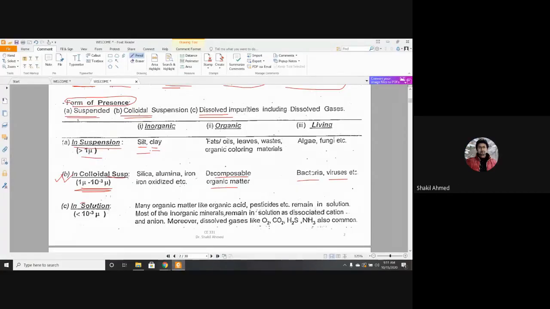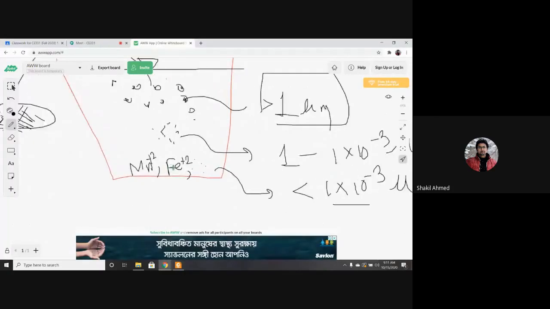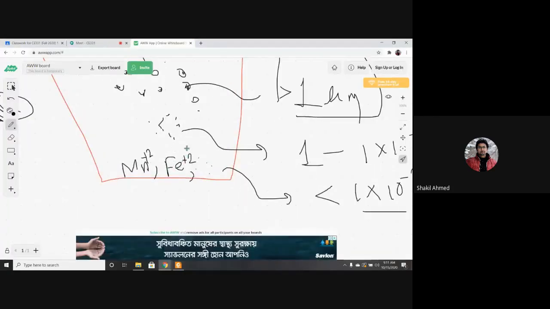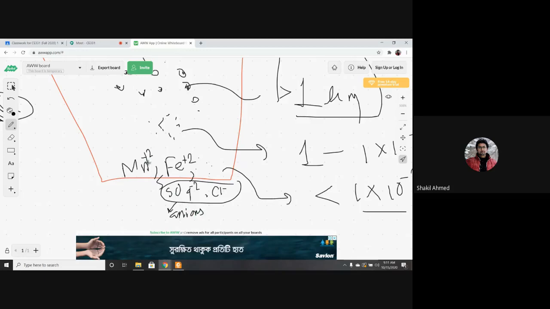And they have given examples like inorganic minerals, such as dissociated cations and anions. Dissociated means dissolved, basically. What is an anion? That may be sulfate, chloride. These are anions, right? And this is a cation.